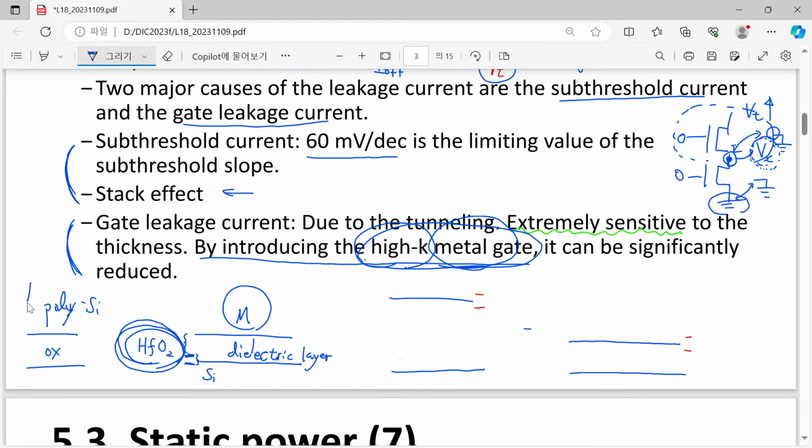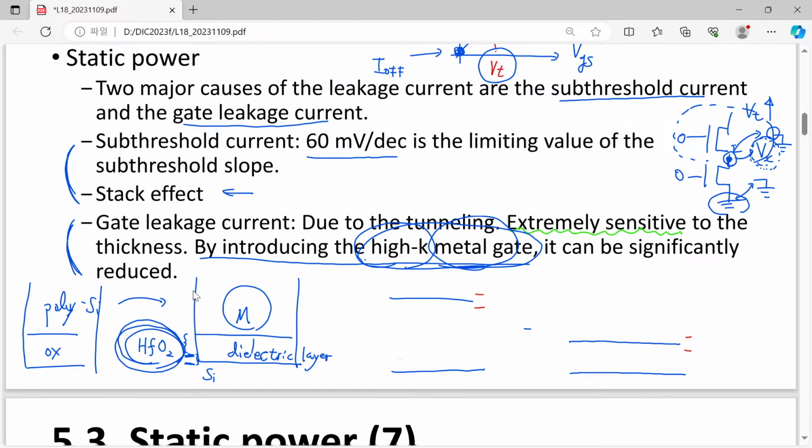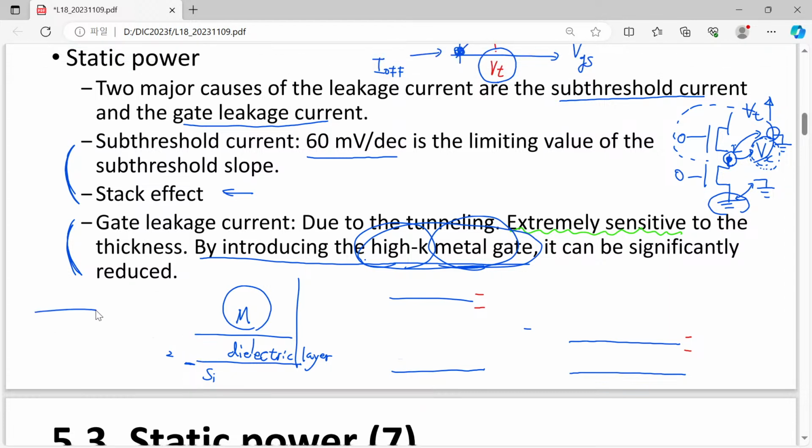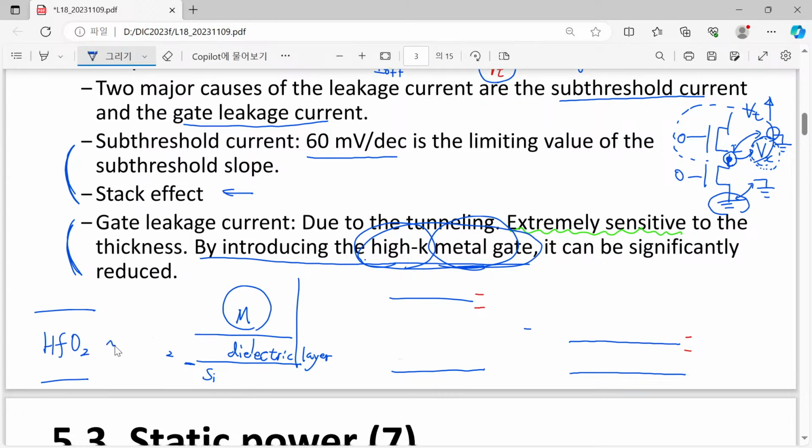So that was a previous gate step, but it is now changed to the metal, and this is the real standard in today's state of the art transistors. So by introducing this high-K metal gate, gate leakage current is significantly reduced, because we have a much thicker hafnium oxide layer, but that is equivalent to a much thinner silicon dioxide layer.